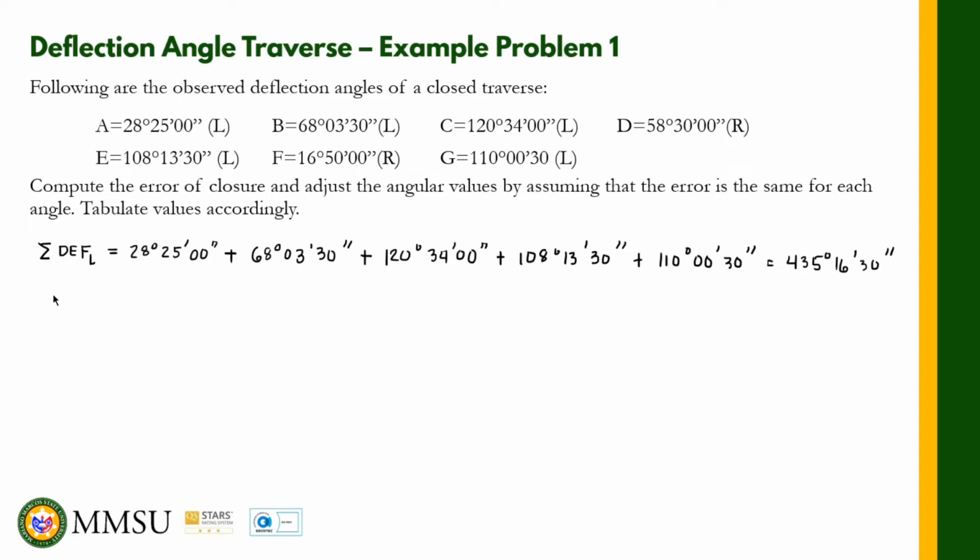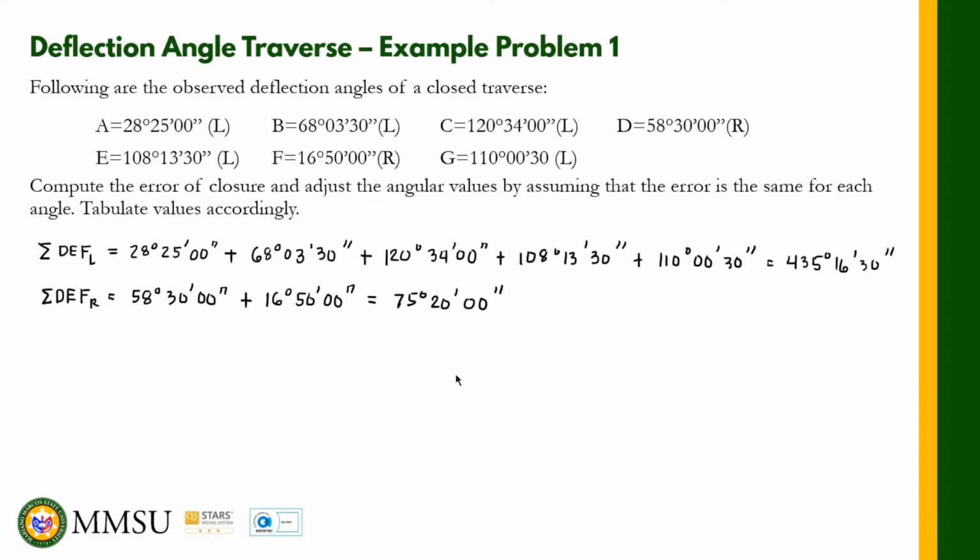Okay, we should also get the sum of the deflection angles to the right. We only have 2. That's angle D and angle F. For angle D, we have 58 degrees, 30 minutes, 00 seconds, and then plus angle F, that's 16 degrees, 50 minutes, then 00 seconds. We should get the sum of 75 degrees, 20 minutes, 00 seconds.